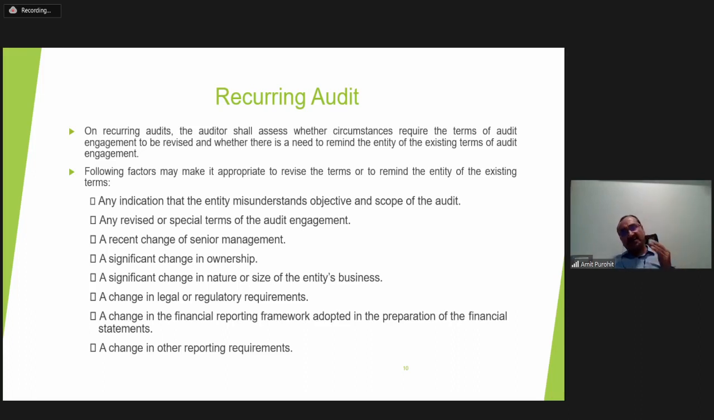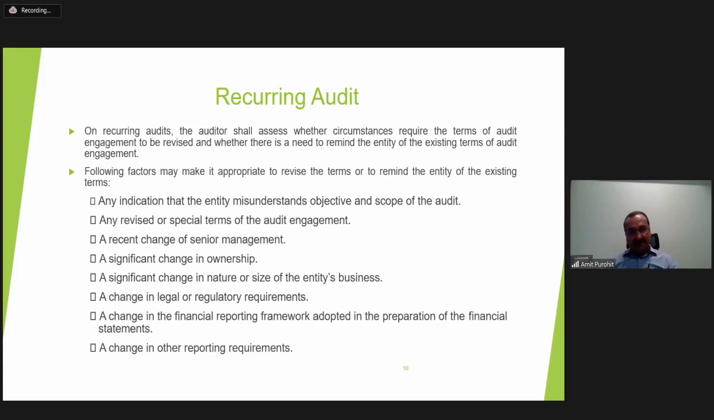Now, say for example, once the auditor is appointed for a term of 5 years, whether he needs to obtain the audit engagement letter on a year-on-year basis, or whether the audit engagement letter which he obtained at the beginning of the appointment term would suffice. So now, to help him decide whether he needs to obtain a new engagement letter or whether he needs to revise the engagement letter, the following are the factors which make it appropriate to revise the terms or to remind the entity of the existing terms.